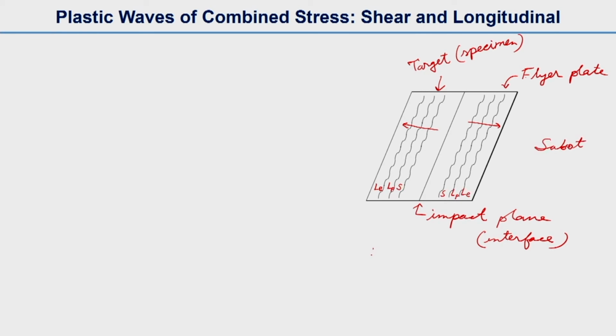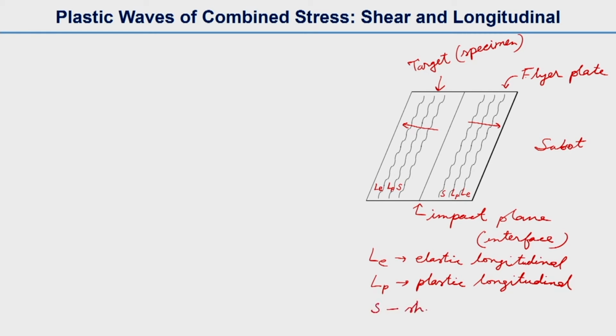So here I will write LE is elastic longitudinal wave, and then LP is plastic longitudinal wave, and then S is shear wave.